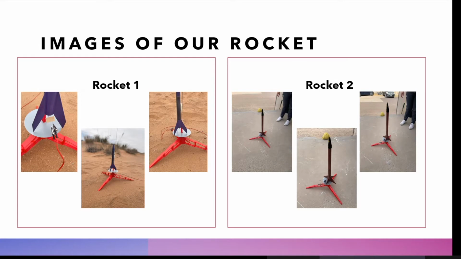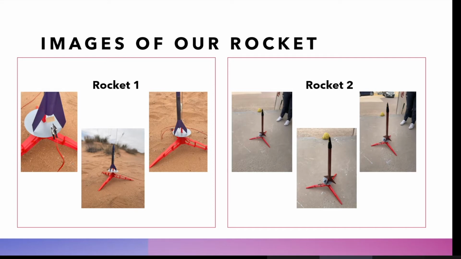So these are images of our rocket. Rocket 1 was made out of cardboard. That's actually the rocket we lost somewhere in the desert. That one was pretty simple. The shaft of the rocket was made out of a paper towel roll, and then the wings and the nose cone were made out of a harder cardboard.